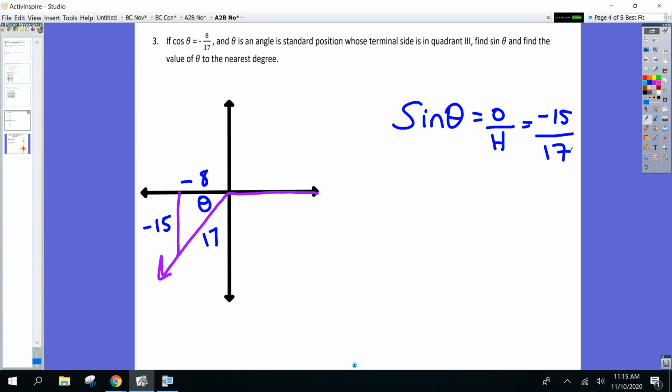We're all good? Okay, so now we got to talk about how do I find the angle now? All right, how do I find this angle? What quadrant are we in again? Third quadrant. So my angle's got to be somewhere between 180 and 270. All right, that's where my angle has to be. And again, we're in the third quadrant, trying to find the angle.